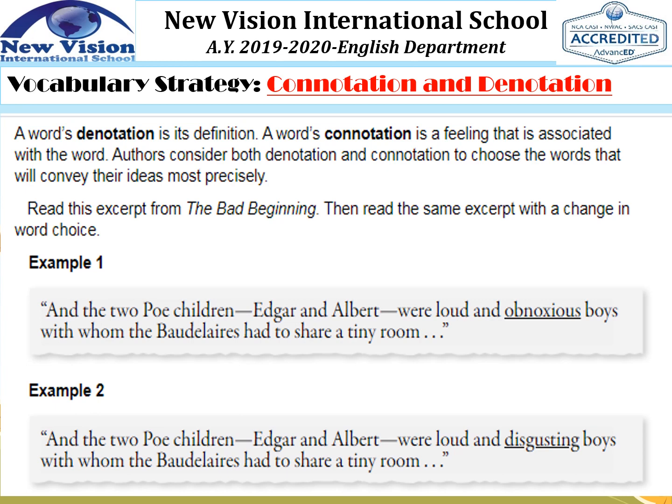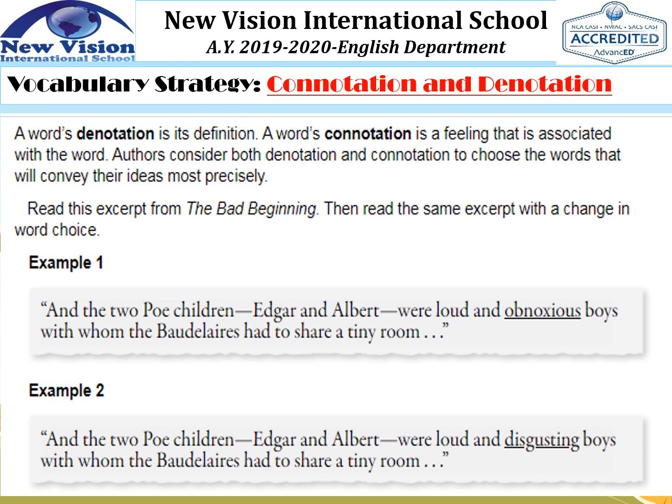Get it? That's denotation. Next, we have connotation. A word's connotation is a feeling that is associated with the word or the meaning that is being implied. Authors consider both denotation and connotation to choose the words that will convey their ideas most precisely or most exactly. Now, we are going to read these excerpts from our text this week, and we are going to compare.